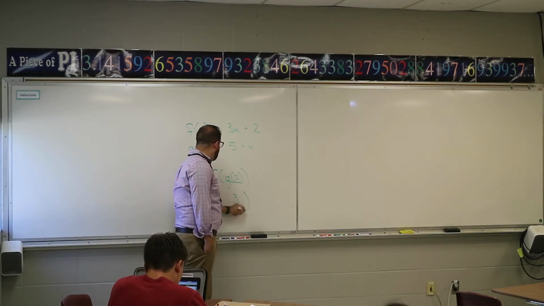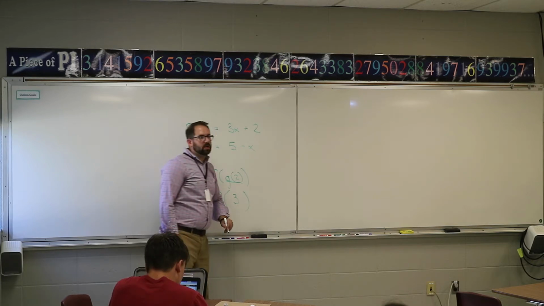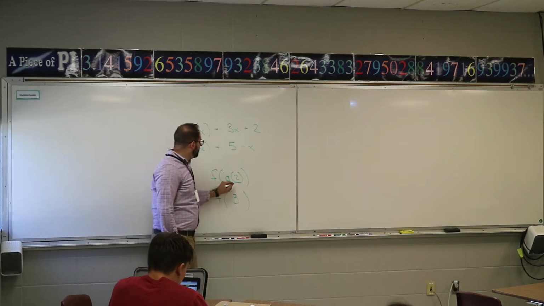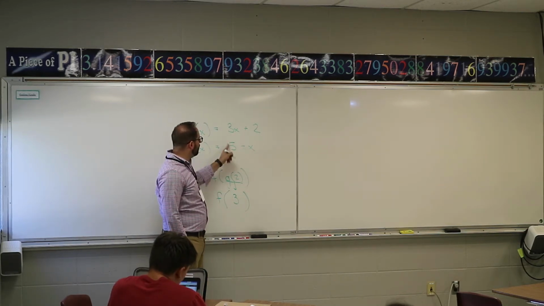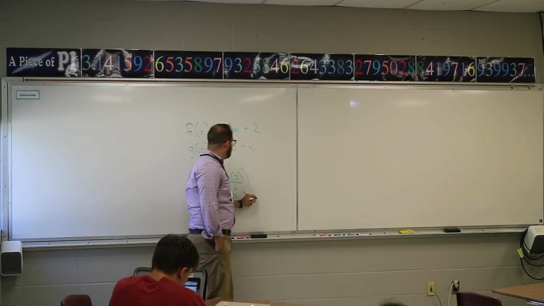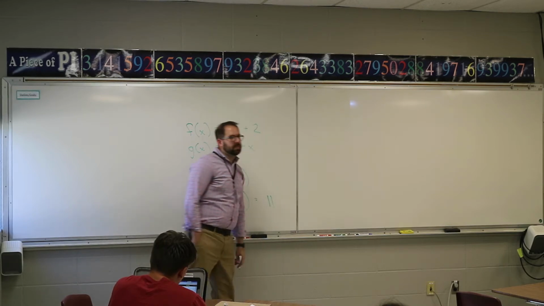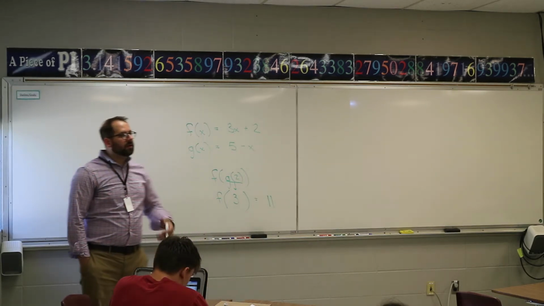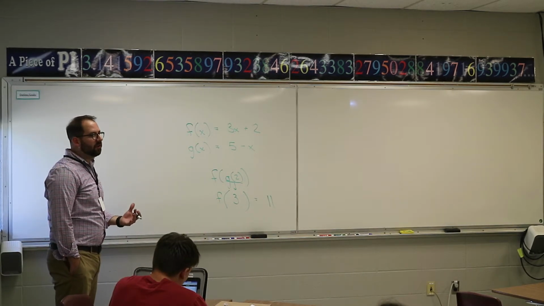So that would replace the g of 2. Yep. This 3 would replace it because that's plugging 2 in here, solving it. And then this 3 I'd plug in here. So my final answer would be 3 times 3 plus 2, which would be 11. They're going to have you evaluate composite functions.